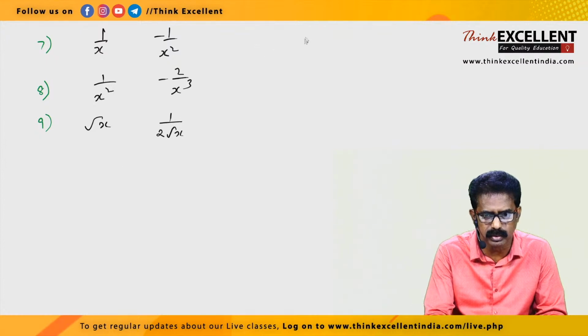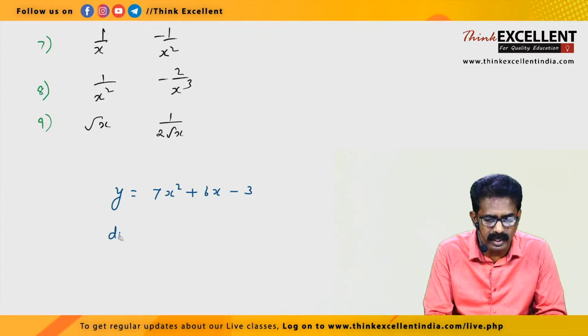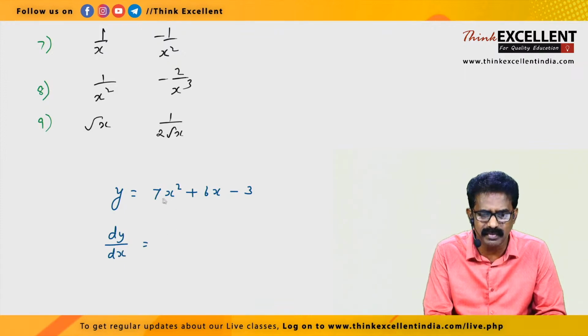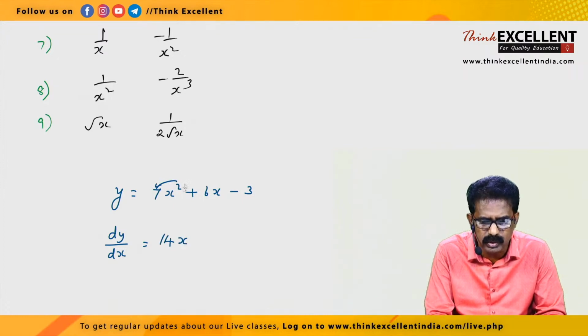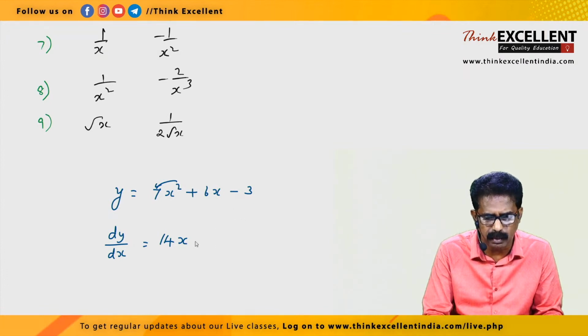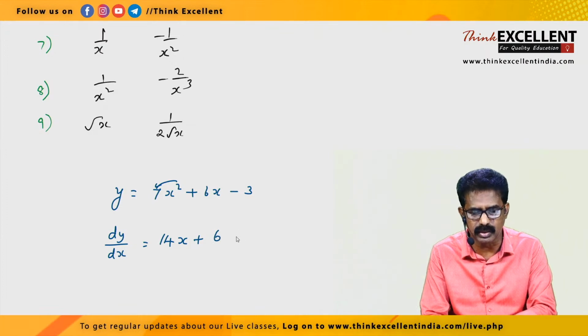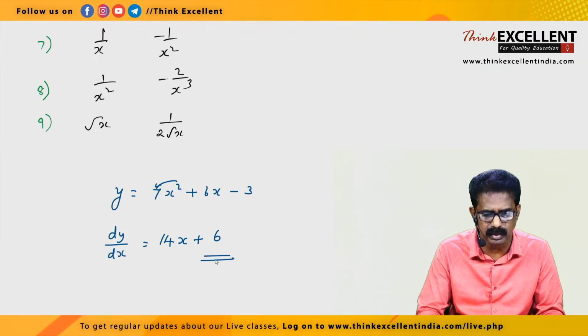Suppose the question says y equal to 7x square plus 6x minus 3. The derivative of y, dy by dx, equals 7x square's derivative. You have to multiply these two, right? 7 into 2, 14. x raised to power reduced by 1, 2 minus 1 is 1, right? Plus 6x: 6 into the derivative of x, which is 1, and the derivative of 3 is what? 0. Okay, so that's a very simple thing.